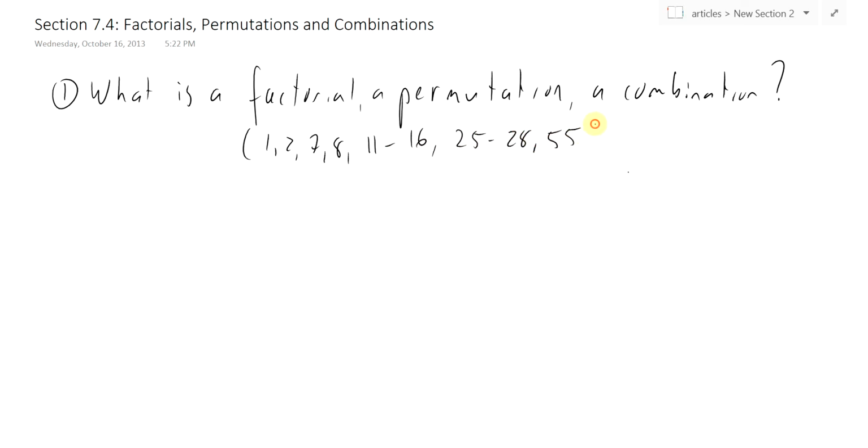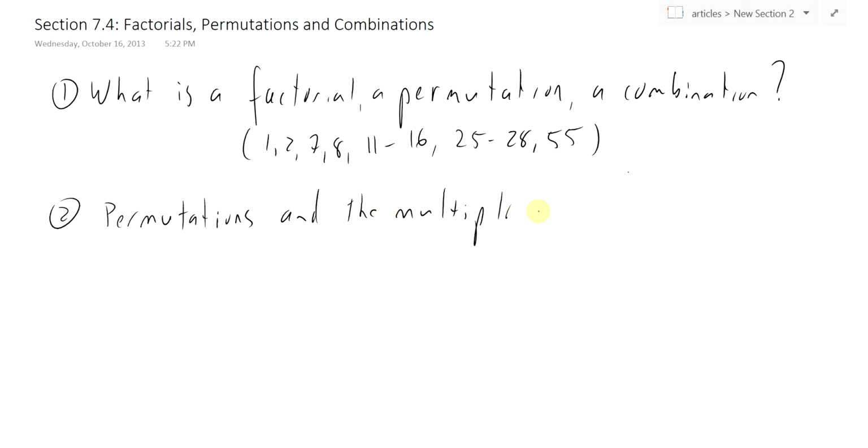and 55. The second part is permutations and the multiplication principle, that we saw in section 7.3. Permutations are really strongly related to the multiplication principle. In fact, permutations are really just the multiplication principle. And so that's problems 31 through 33.